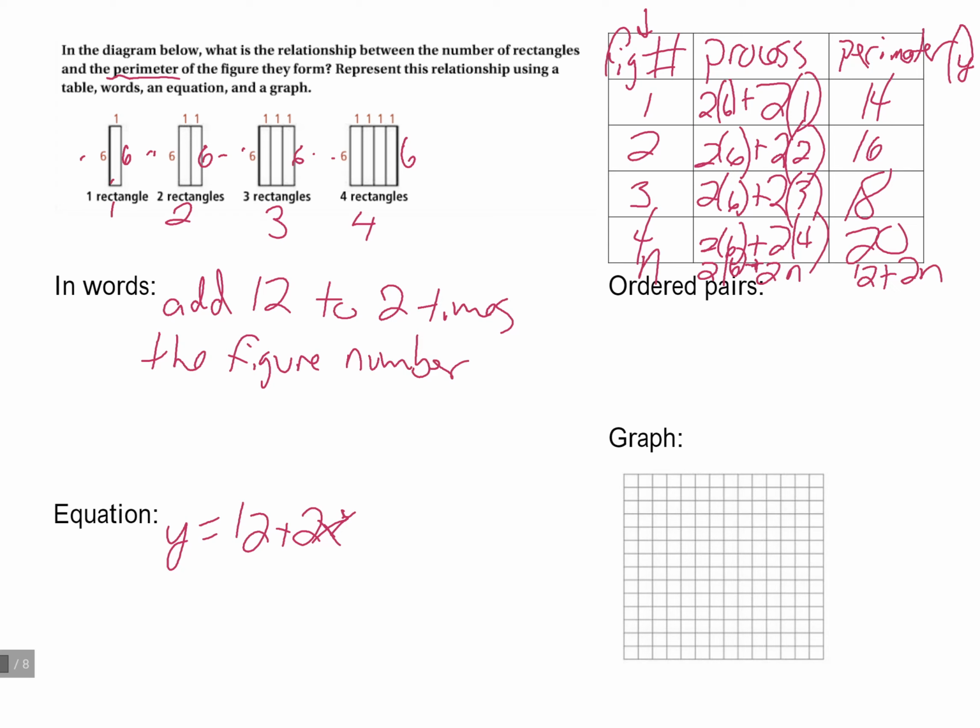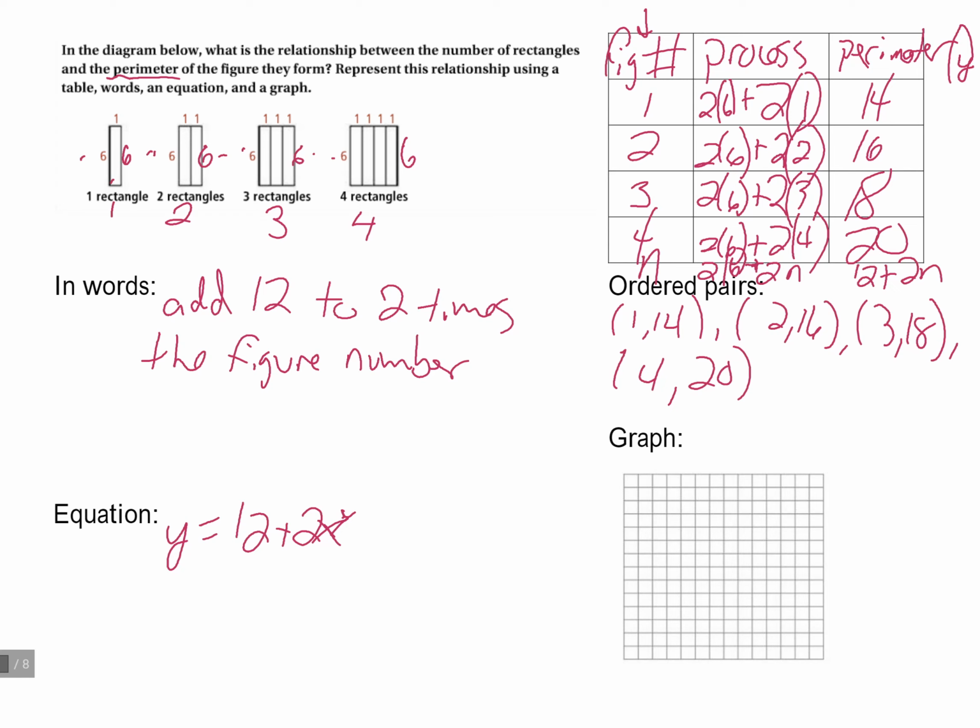Okay, ordered pairs. Well, we can read them right off the table. We have 1, 14. We have 2, 16. We have 3, 18. We have 4, 20. And we could continue if we wanted to, because now we broke the code. We have the equation. We have an expression sitting there. We have everything we need.